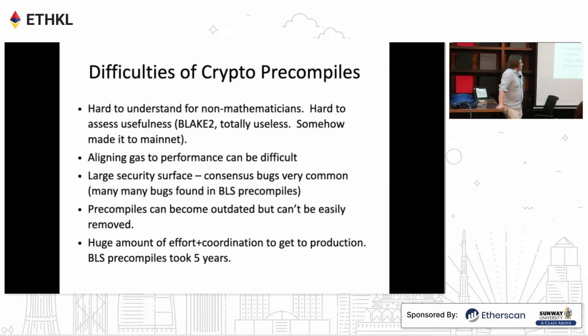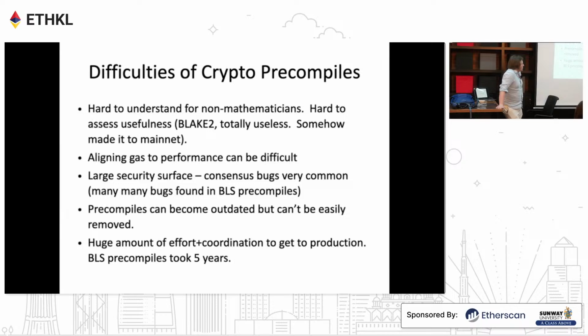Aligning the performance to the gas costs can be really hard. Recently with the BLS precompiles, we found out that there was a huge difference in the performance of certain inputs on the multiscalar mul precompiles. That may not have been found if the right person wasn't digging on random, strange inputs that nobody will ever realistically use.